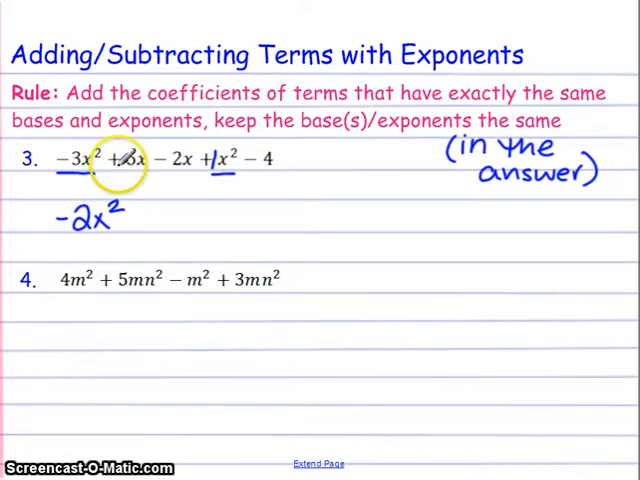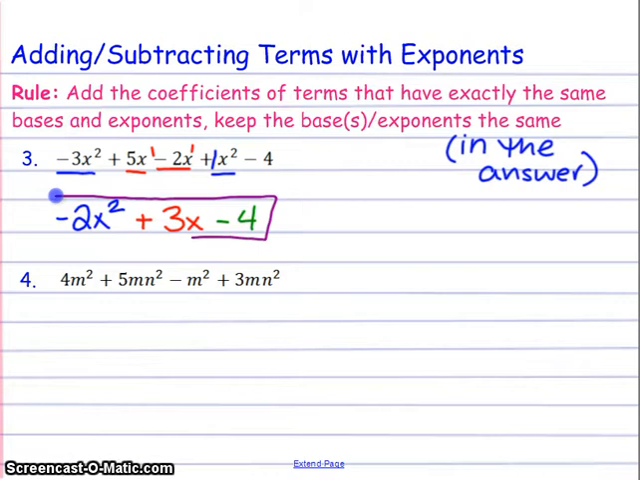I can also add together 5x and negative 2x because they have an x to the 1 power. So these are like terms. 5x minus 2x makes 3x. And then negative 4 doesn't have any other plain numbers with it, so I can just say minus 4. So my final answer here is negative 2x squared plus 3x minus 4.